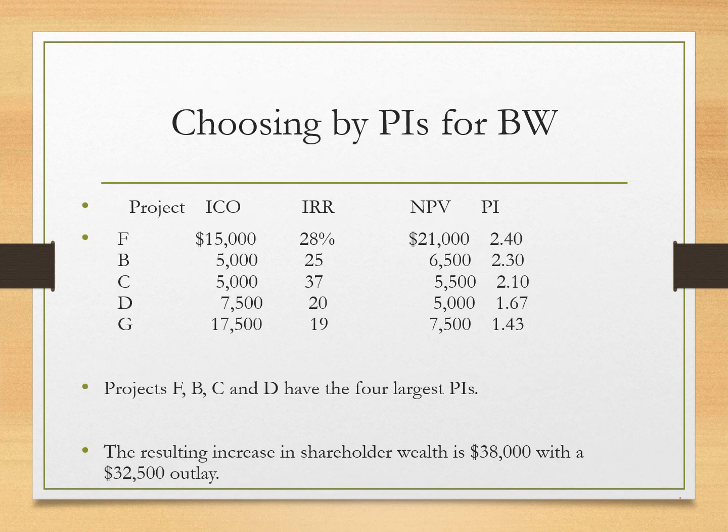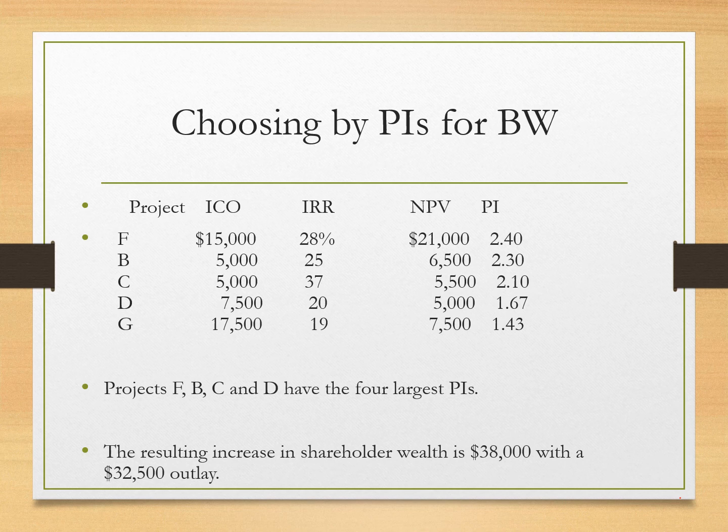Now we use profitability index method to select these projects. If we use profitability index method, we can select four projects F, B, C, and D. If we add up the NPV of all these projects, the total shareholders' wealth will be maximized by $38,000.